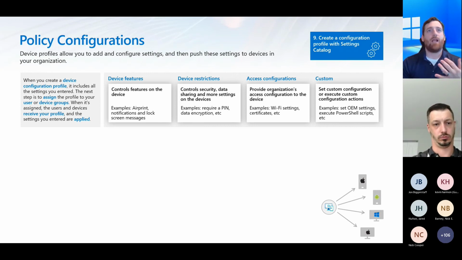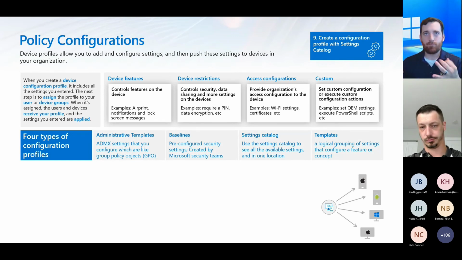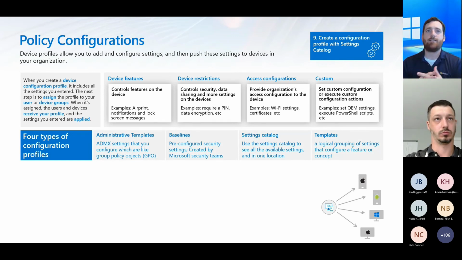So I'm not going to talk about everything here. Just know that there are 4 different types of configuration profiles that exist out there. One is templates, which is going to be a logical grouping of settings that you can configure a feature or concept. The second one, and this is the one we're going to use today, is the settings catalog.